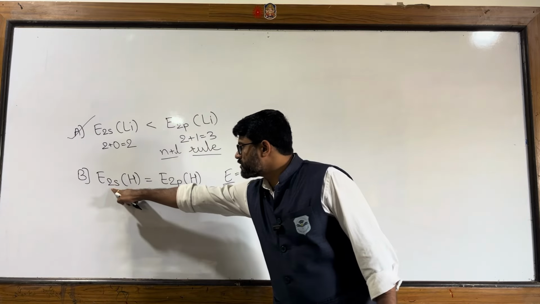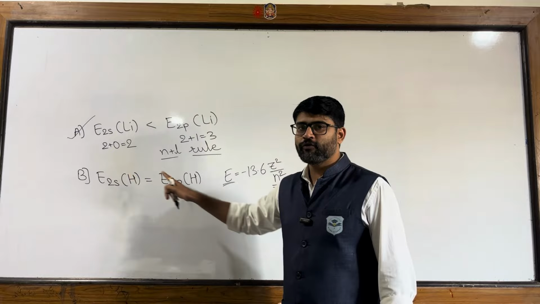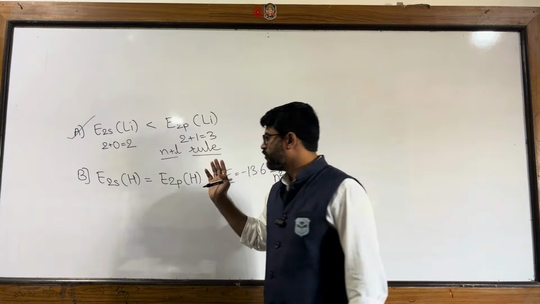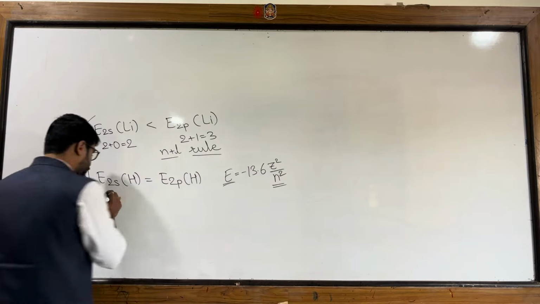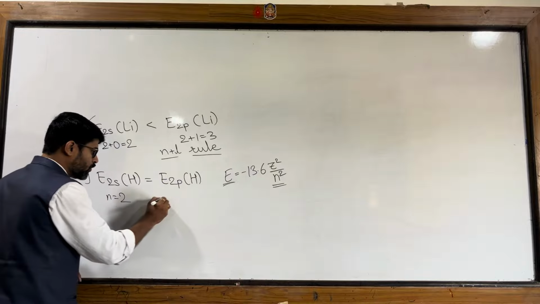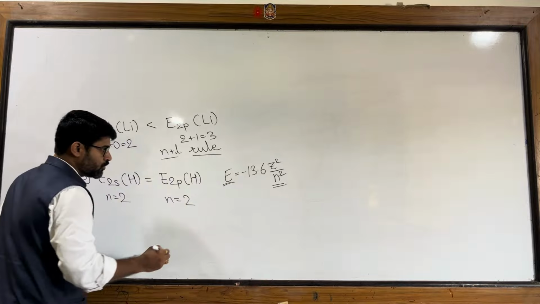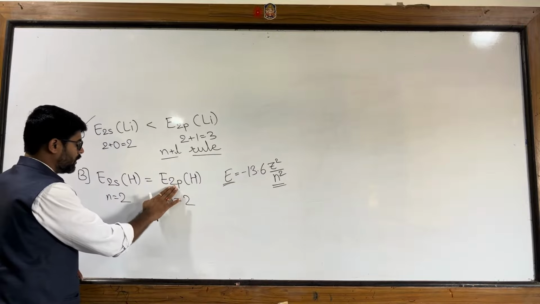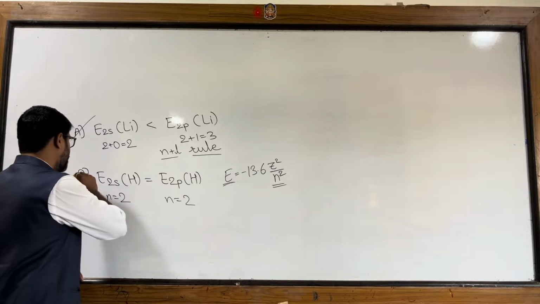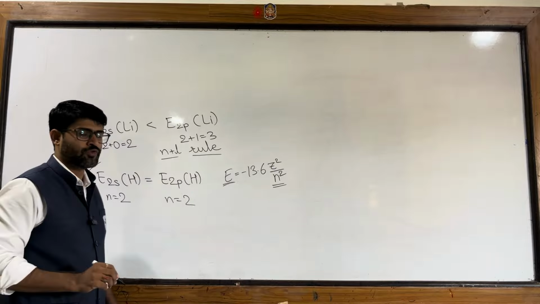So for 2s and 2p, the value of n is 2 for both. So here we have n is equal to 2, n is equal to 2. So both energies are equal, and option B is also correct.